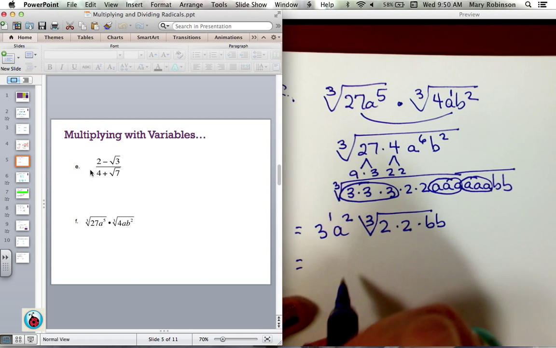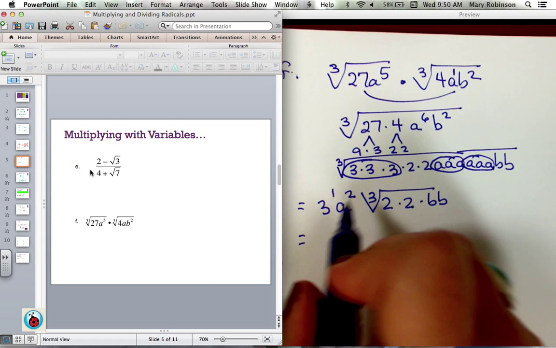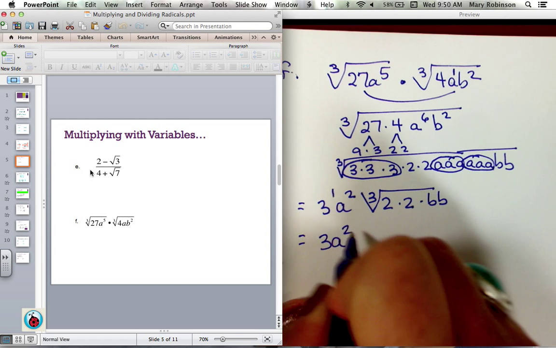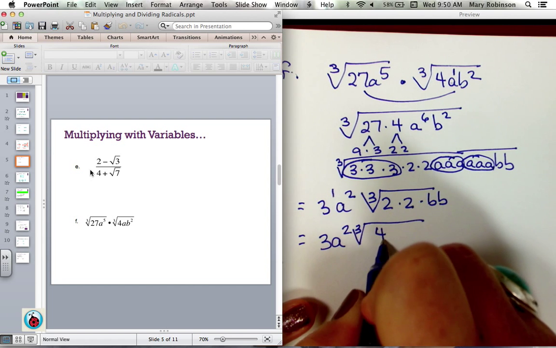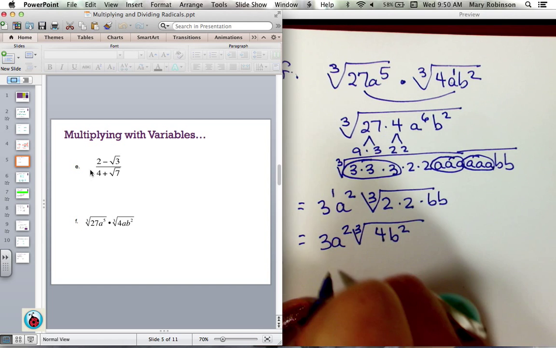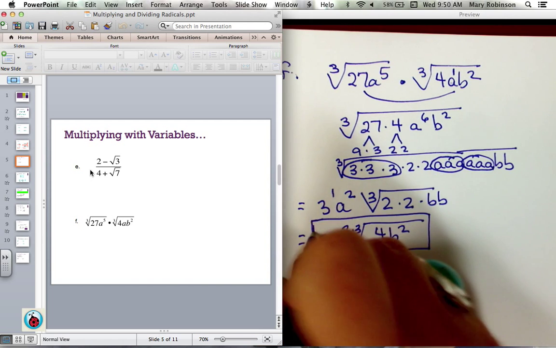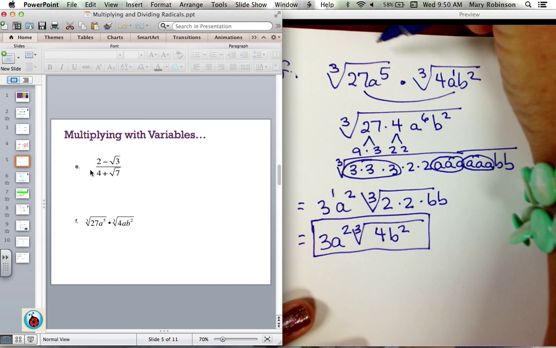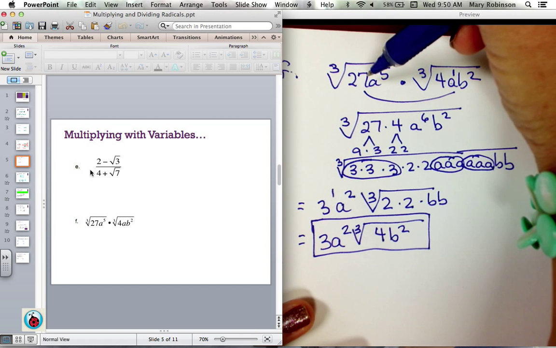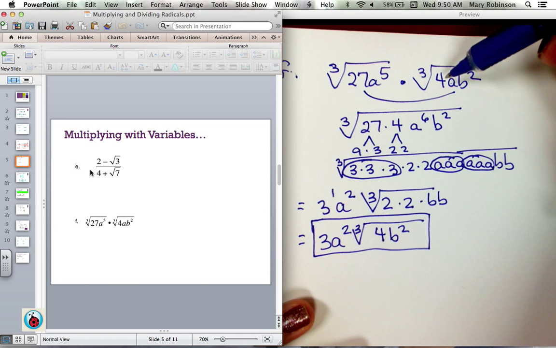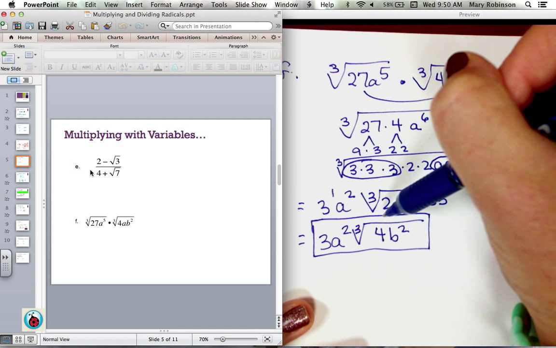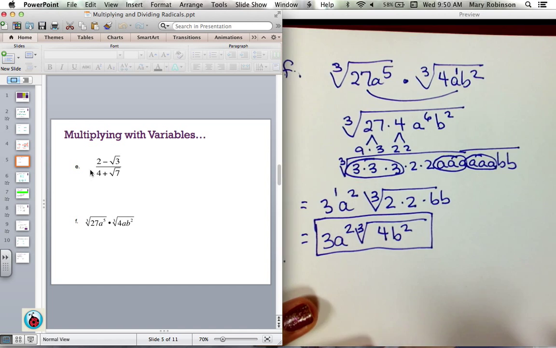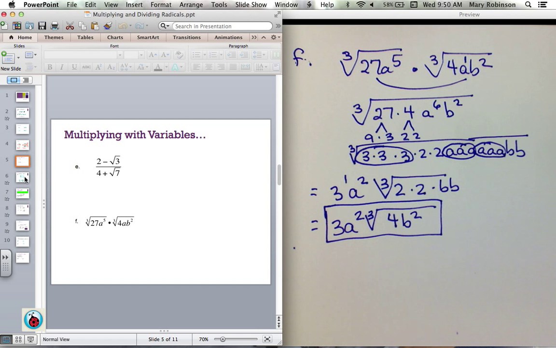So I'm almost through here. Remember, you don't want to leave anything to the first exponent, so 3a squared times the cube root of 2 times 2 is 4, and b times b is b squared. And that's going to be my answer. You can type this in your calculator and verify the cube root of 27 times the cube root of 4, hit enter, then type in 3 times the cube root of 4, and that should be the same. And we are going to go ahead and stop right there with multiplying.